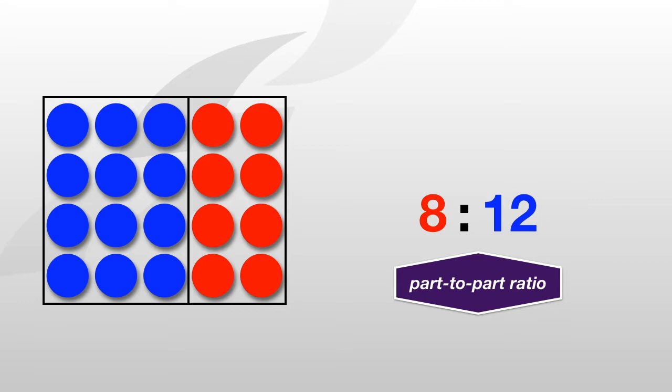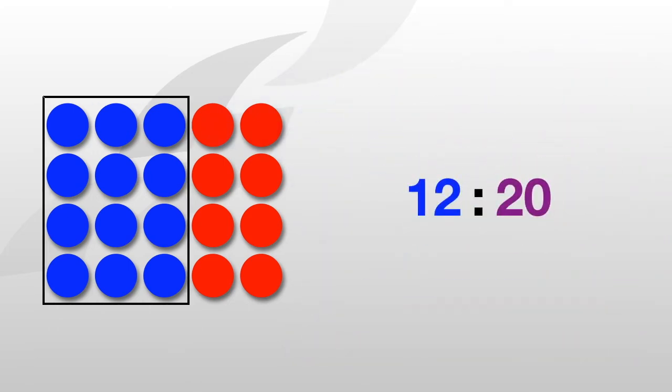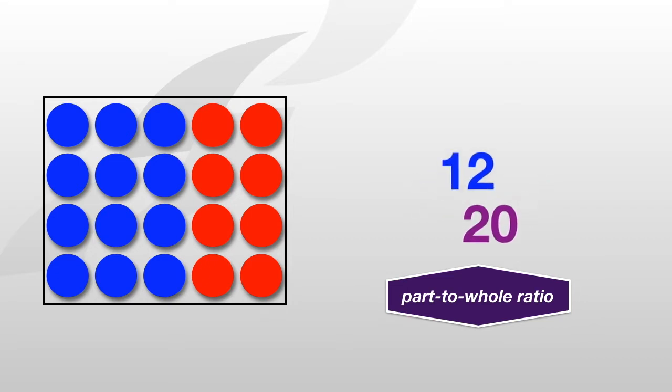Let's revisit the collection of counters. What do you think 12 to 20 represents? What comparison is being made? 12 to 20 represents the number of blue counters to the total number of counters. This is called a part-to-whole ratio. Ratios can also be written as fractions.